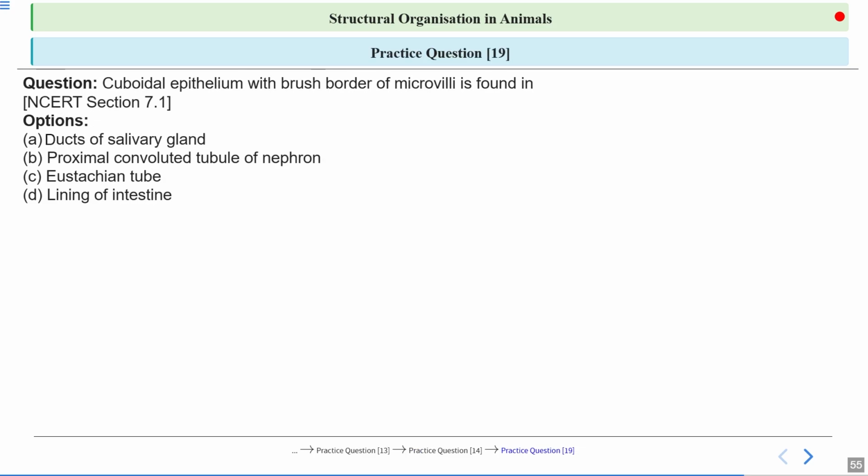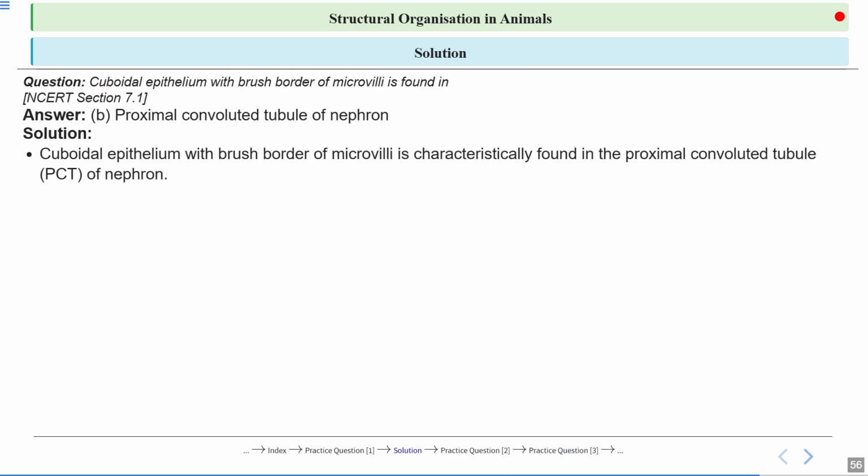Next question. Cuboidal epithelium with the brush border of the microvilli is found in. This question is also coming from the NCERT section 7.1. Let us see the options. A, ducts of salivary glands. B, proximal convoluted tubule of nephron. C, eustachian tube. And D, lining of intestine. Let us see the answer. B, proximal convoluted tubule of nephron. Cuboidal epithelium with the brush border of the microvilli is characteristically found in the proximal convoluted tubule part, that is called as PCT of nephron.